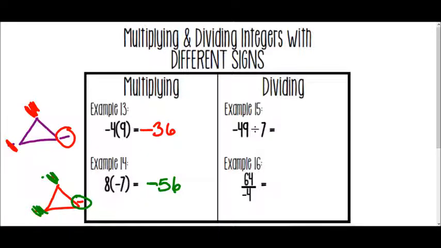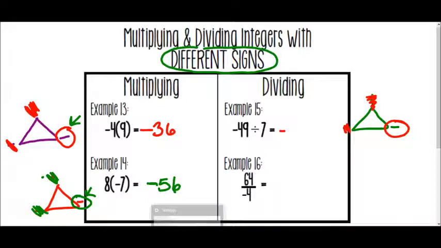Okay, now let's talk about dividing. Remember, we're talking about different signs. And so far, every time we've had two numbers with different signs, what has our answer been? It's been negative, and that's not going to change. Over here, I'm going to have a negative 49 divided by a positive 7, which means my answer is going to be negative.